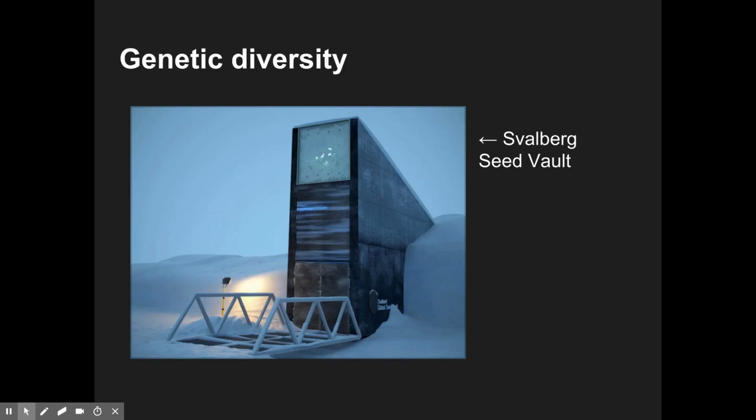A sad story though, there has been some flooding at this location in the past year or two, and that's linked to climate change and the melting of the permafrost or the frozen soil that this is built into. So hopefully that's something that we can address in the future.